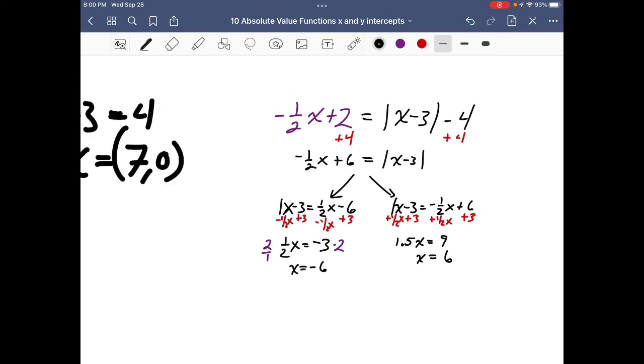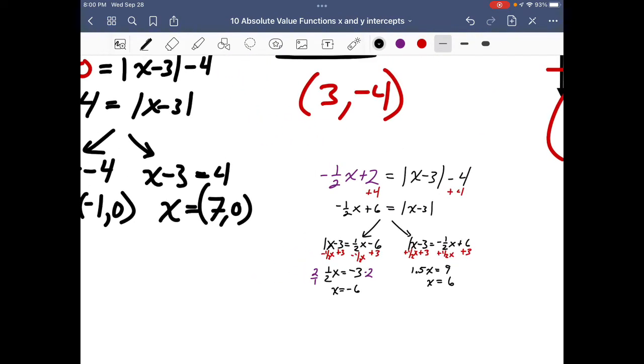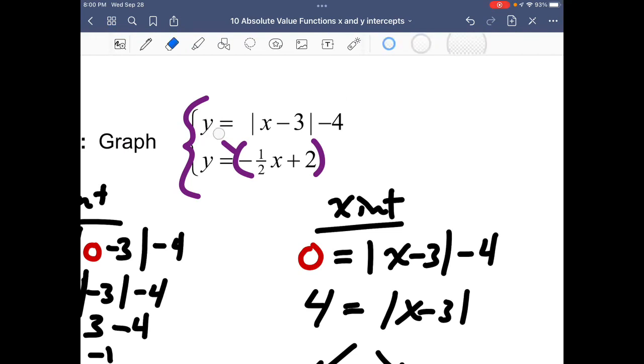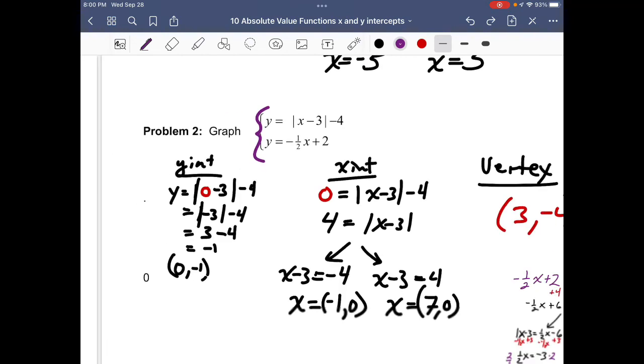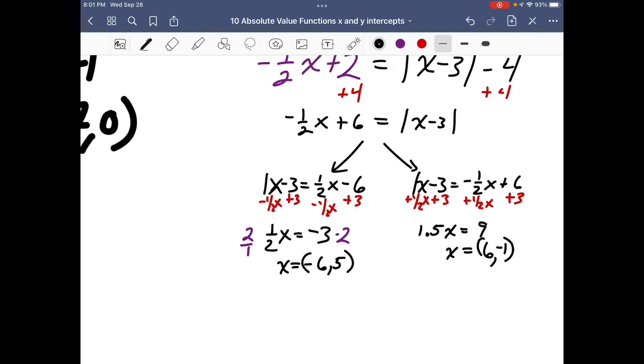Okay, so I've got a couple points. That's nice. But guess what? I need the y value. Where do I get the y value from? We get the y value from the original equation, the y equals mx plus b equation. So all I need to do here is plug in my 6 so I can get the y value. That's going to come out to be -1, right? And then I'm going to plug in -6, and that's going to come out to be 5. So I do have to go back and plug in, but when I do that, I get the y value of 5, and I get the y value of -1.